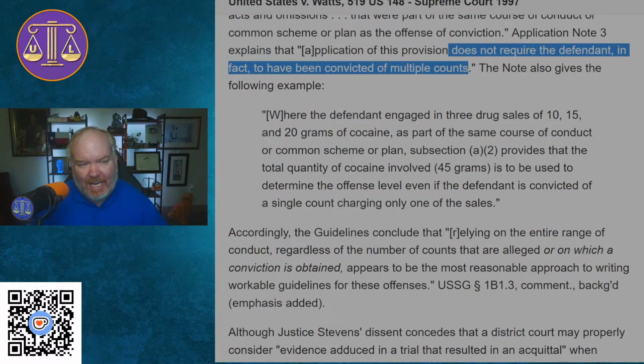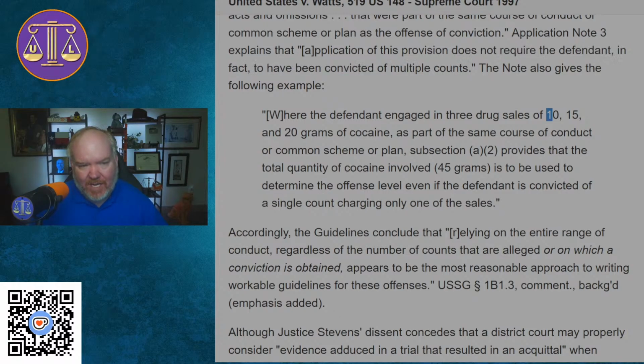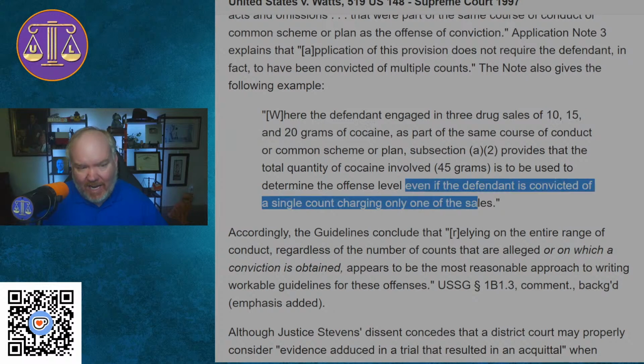Where a defendant engaged in 3 drug sales, 15, 15, and 20 grams of cocaine as part of the same course of conduct or scheme, the relevant law provides the total quantity of cocaine involved is to be used in the determination of the offense level, even if the defendant is convicted of a single charge of only one of the sales. Oh, okay. Oh, I see.